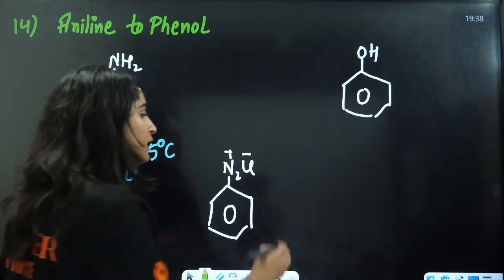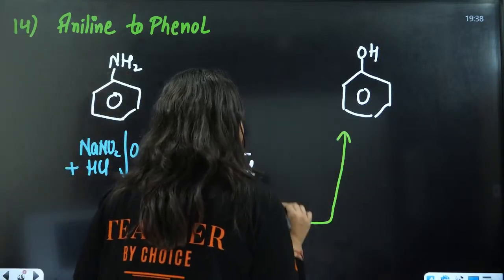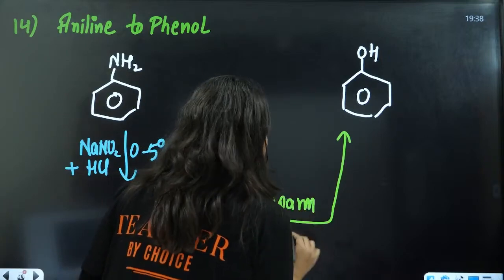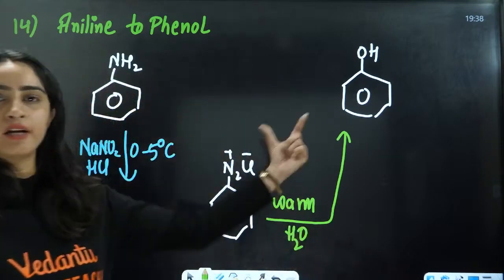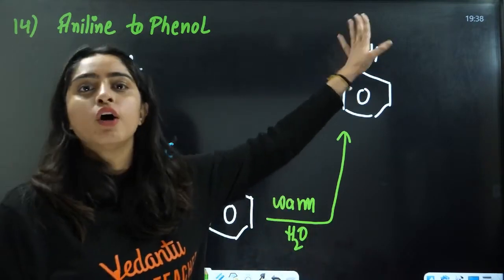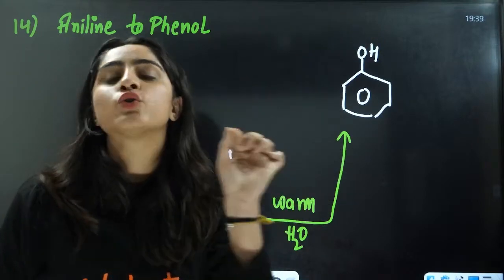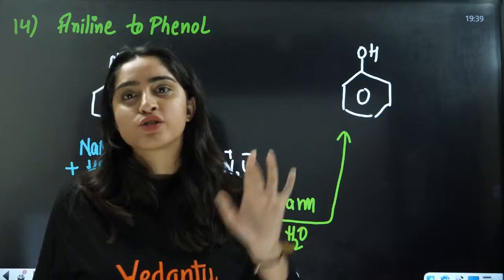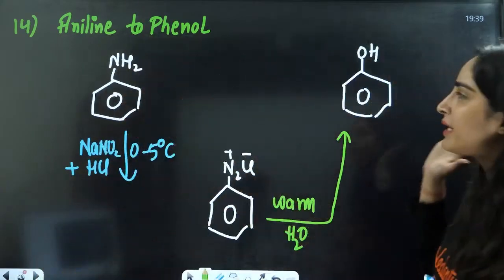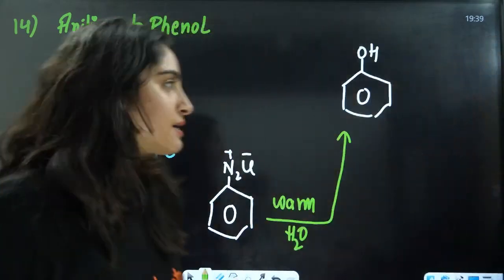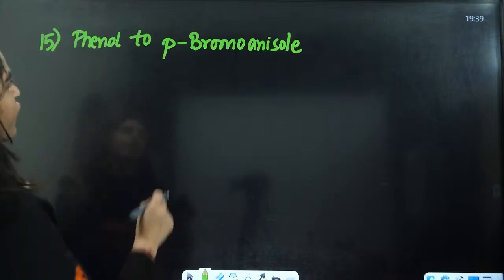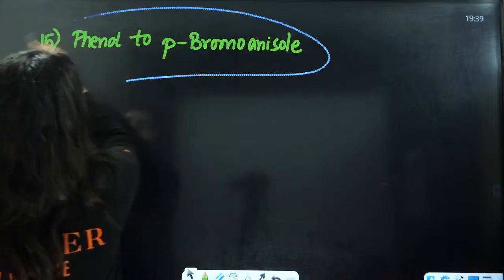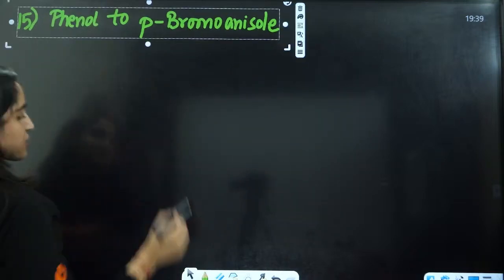Add water and warm it. Add warm water here. That's it, and you will get it converted into phenol. N2Cl will be converted into OH, right? Very good. Diazonium salt, and after that just warm it. You will have your phenol here. Right? Next we have phenol to, very important, everybody, very important reaction.